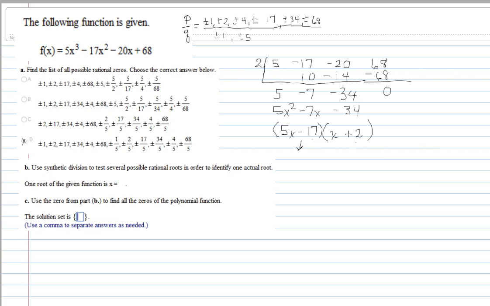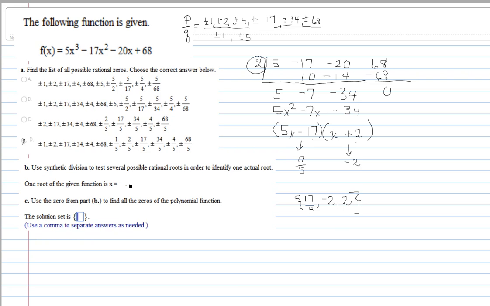This leads to the solution 17/5. This leads to the solution negative 2. And we have the 2 that we used up here in the synthetic division. So my solution set, which I would fill in there if it would expand, but won't, is 17/5, negative 2, and 2. Okay, and that's how you would work that problem.